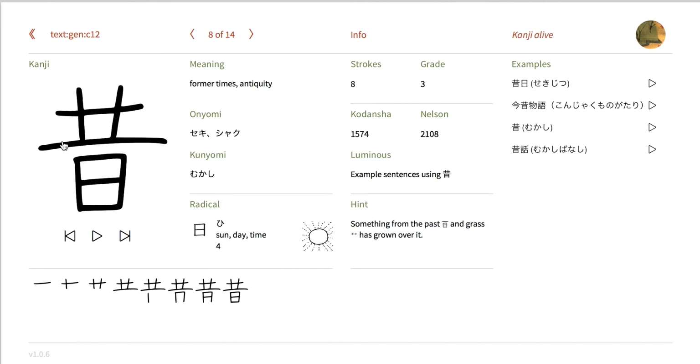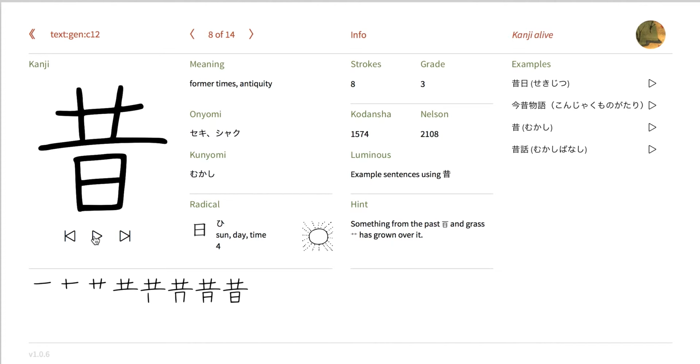Okay, so the first kanji we have is the kanji for mukashi, for a long time ago, right? Mukashi, long, long ago. Former times, antiquity. The on'yomi is seki or shaku or jaku, as in Konjaku Monogatari, which is an old collection of literature. The radical is the sun radical.